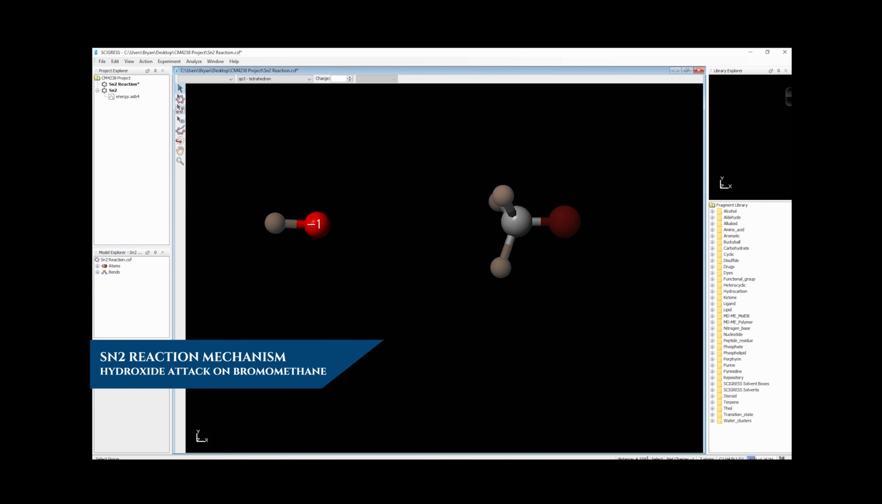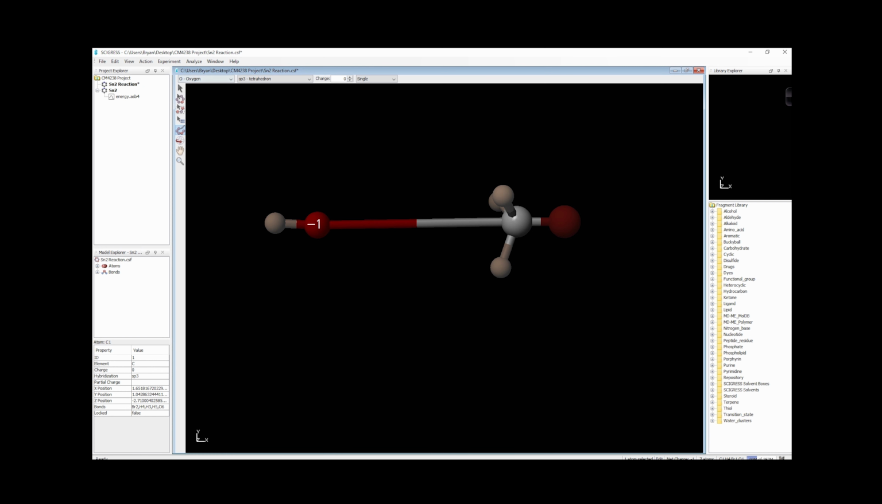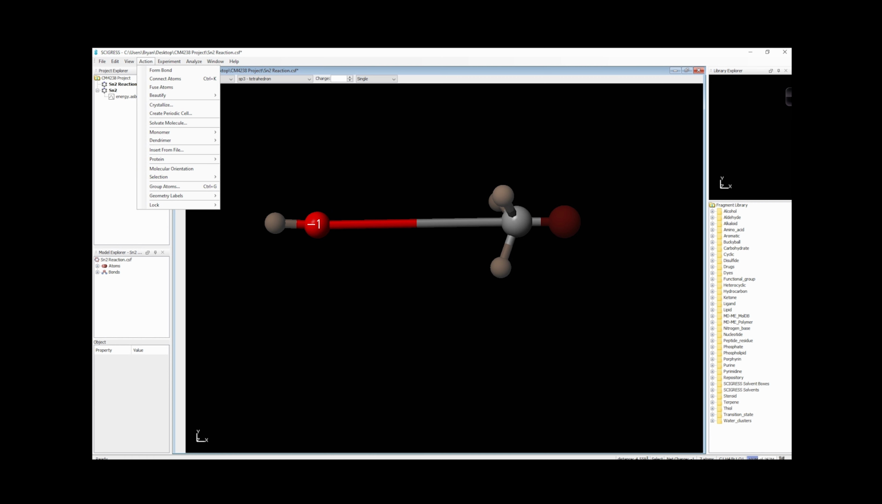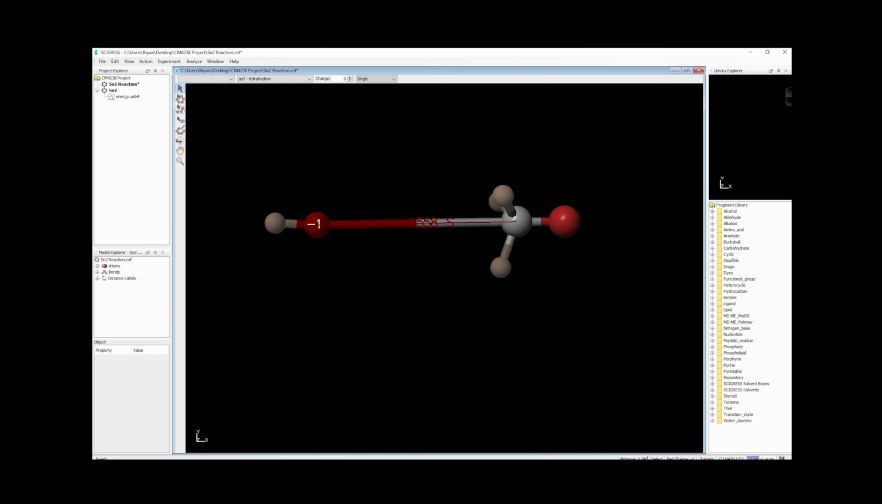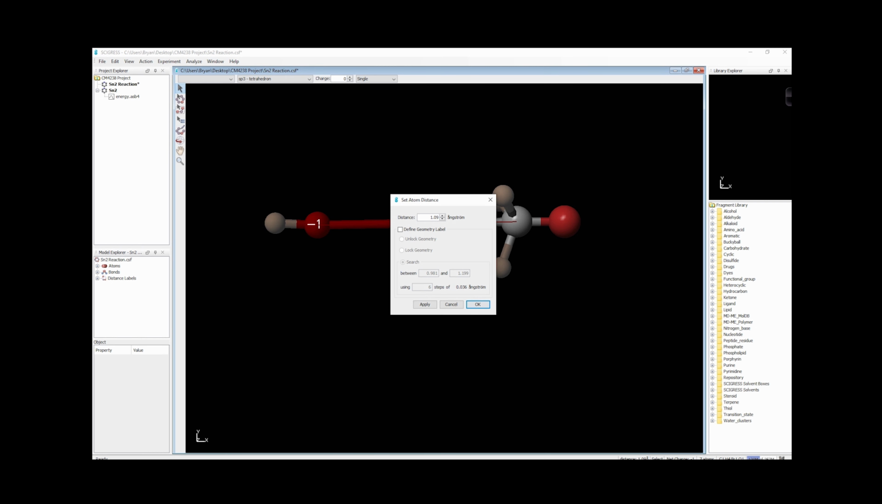Let's look at an SN2 reaction between bromomethane and a hydroxide anion. We first start by drawing the carbon-oxygen bond which is going to be formed, and now we're going to be setting the parameters of the different bond lengths during the SN2 reaction. Firstly, we'll be changing the bond lengths of the carbon-oxygen bond, followed by the carbon-bromide bond through the SN2 reaction.